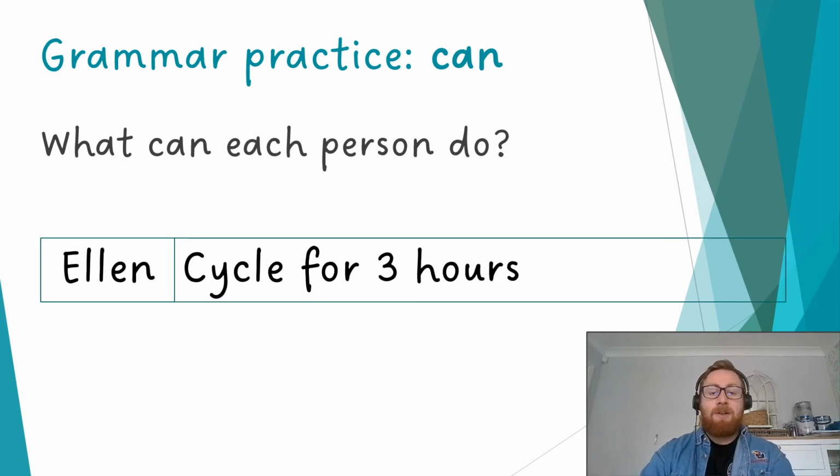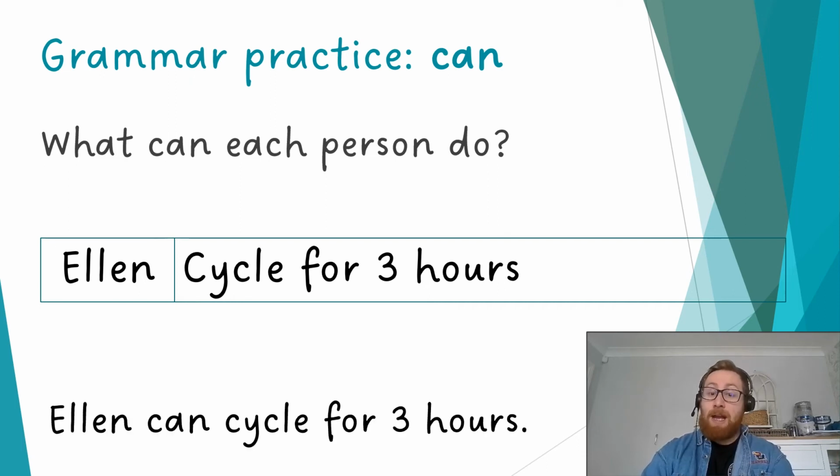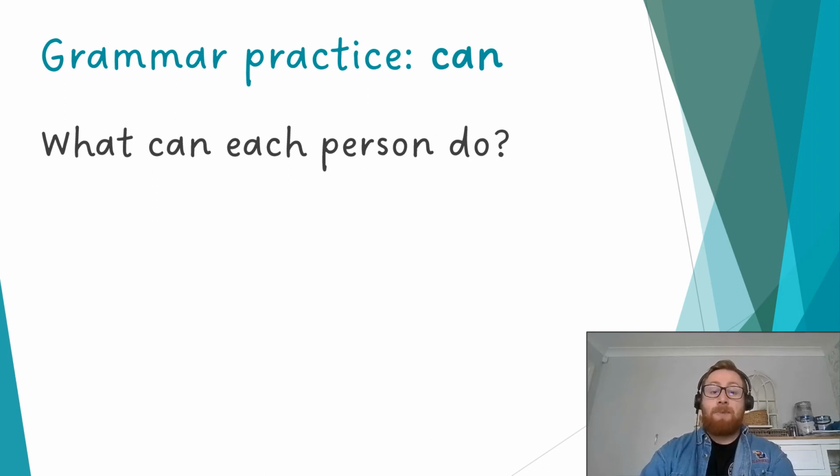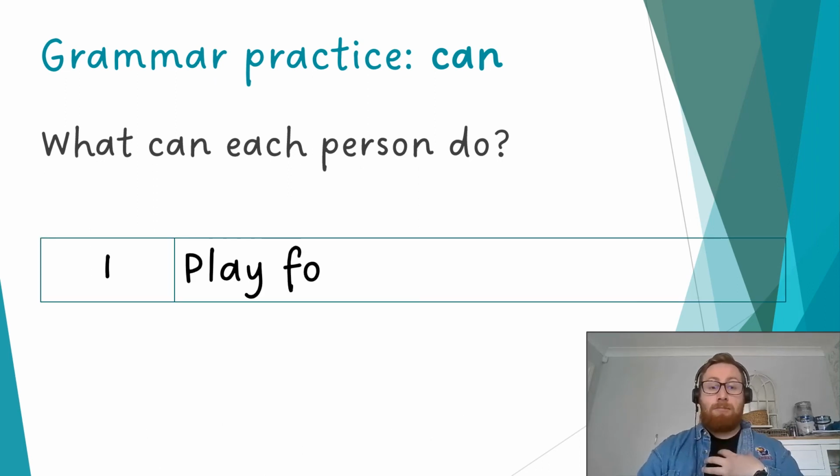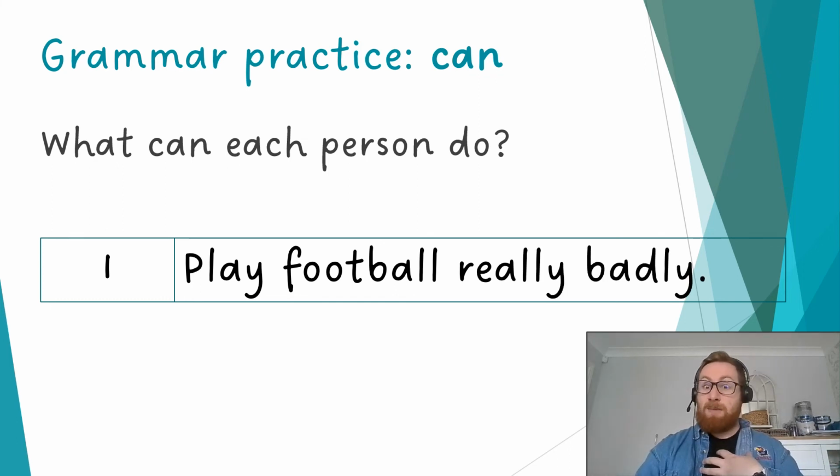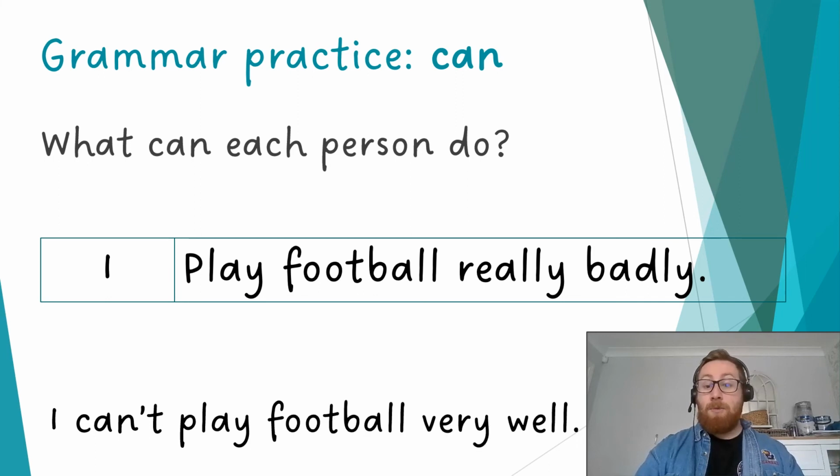Ellen, cycle for 3 hours. That's a long time. How can we make this a can-do sentence? Ellen can cycle for 3 hours. And I play football really badly. I can't play football very well. So we could say I can play football really badly. It sounds weird. What we do is we use the negative, cannot, can't, and then we say play football very well.